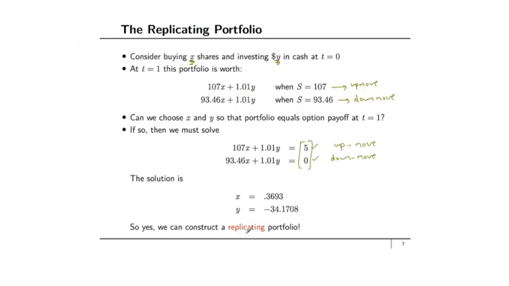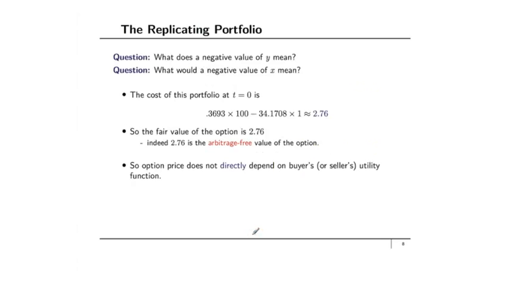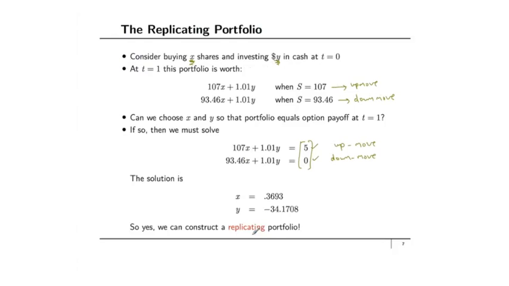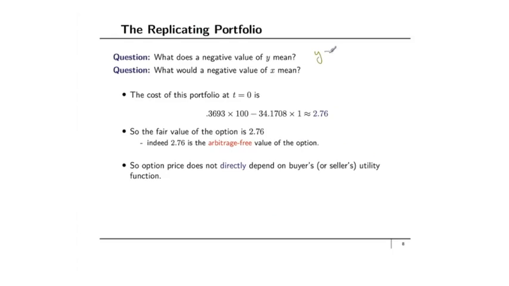So we have succeeded in replicating the portfolio. What does a negative value of y mean? A negative value of y just means that we're borrowing. We saw on the previous slide that y equals minus 34.1708. This is our position in the cash account. If y was positive, we would have invested in the cash account. In other words, we would have lent money at an interest rate of R. But because it's negative, we're actually borrowing money, and we're going to pay interest on those borrowings at an interest rate of R.